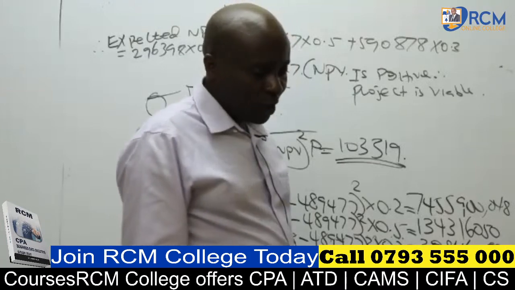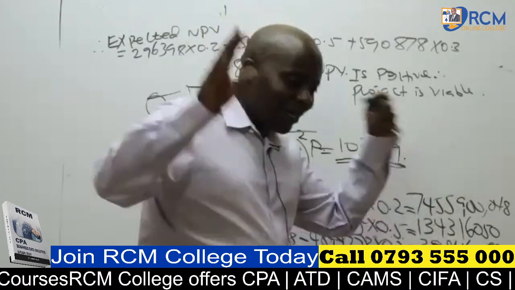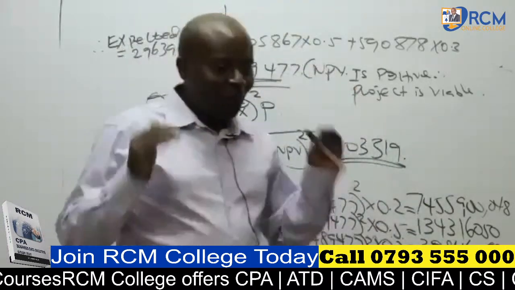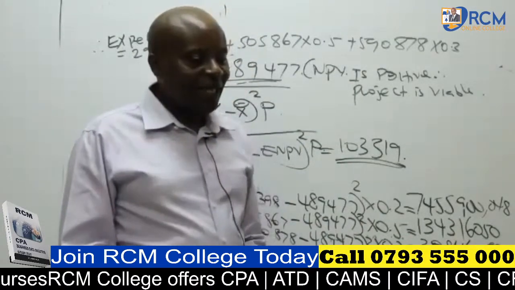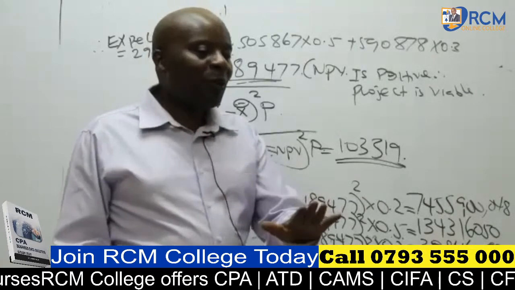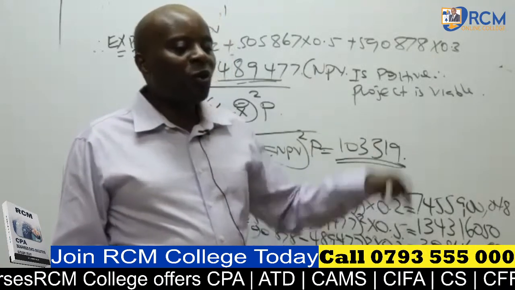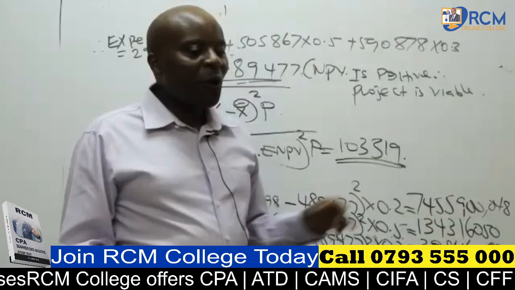103,319. Now they're coming with the figure. 103,319. Eric is still getting that. Oh, that is no problem, Eric. What you're supposed to do is now to say square root of that answer.